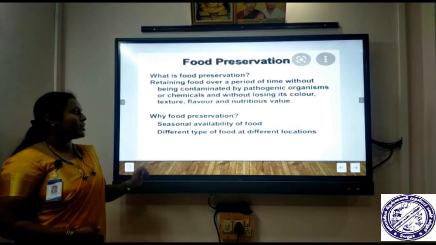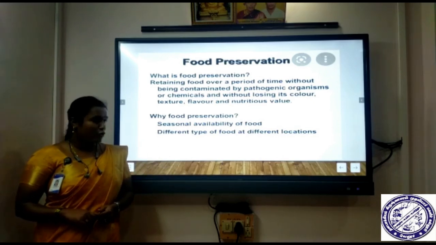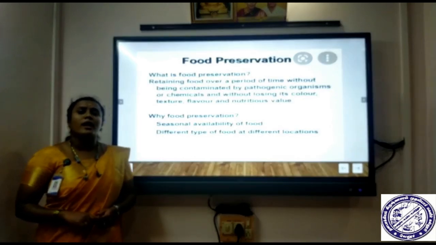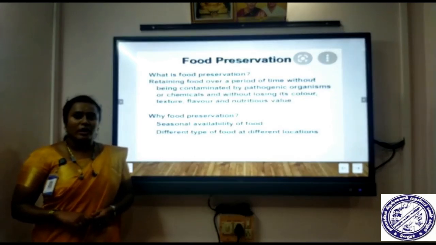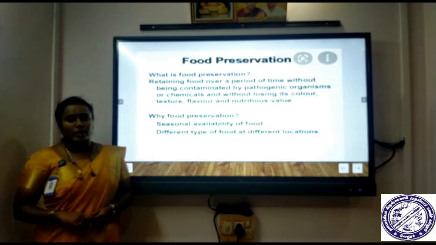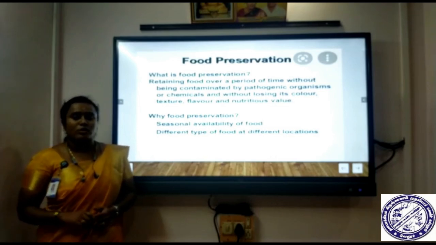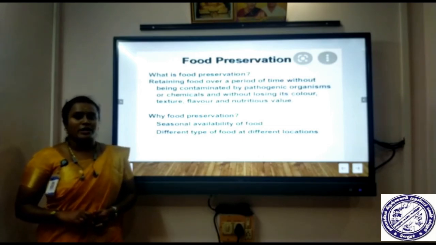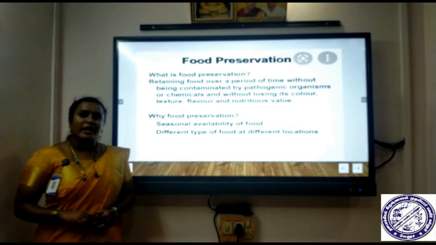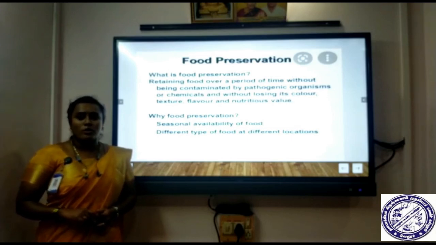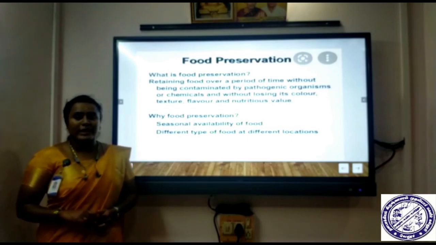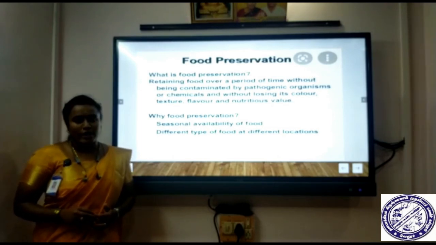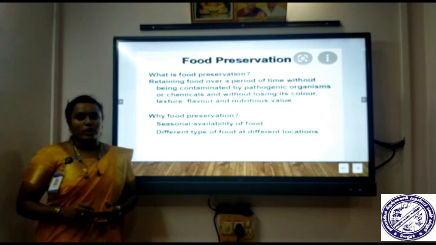Next, why food preservation? Seasonal availability of food, different types of food at different locations. Some fruits and vegetables are not available in some seasons and different locations, so they are preserved. Preserved foods are available in many seasons and different locations. So food preservation can be defined as to process, handle, and treat food in such a way as to stop or greatly slow down spoilage and prevent foodborne illness.